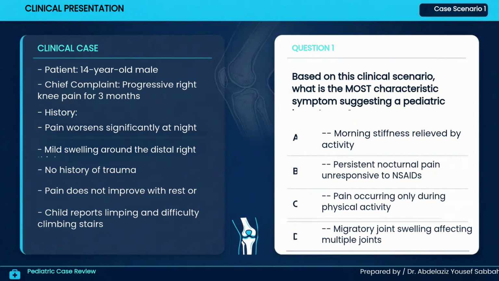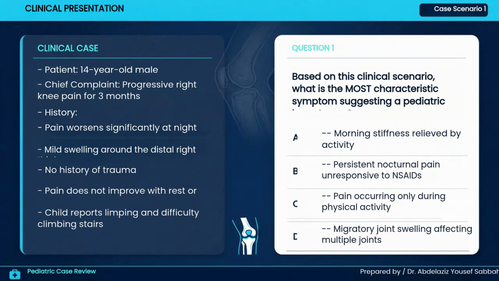Case 1. A 14-year-old male presents with progressive right knee pain lasting 3 months. He reports the pain worsens significantly at night. There is mild swelling around the distal right thigh. There is no history of trauma. The pain does not improve with rest or nonsteroidal anti-inflammatory drugs. The child reports limping and difficulty climbing stairs. Based on this clinical scenario, what is the most characteristic symptom suggesting a pediatric bone tumor?